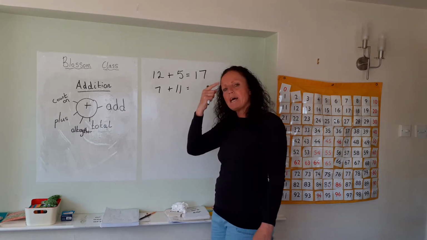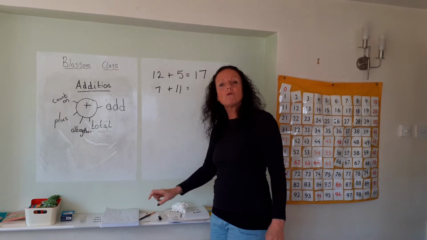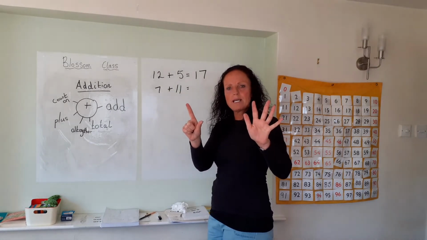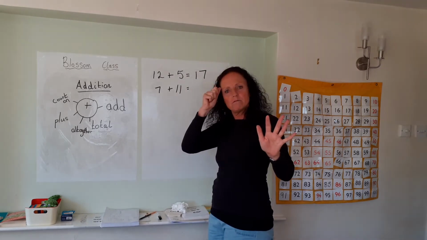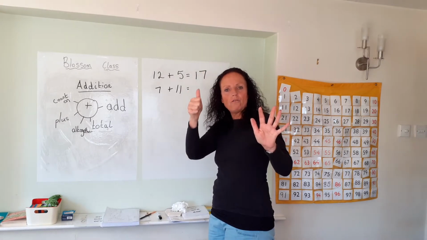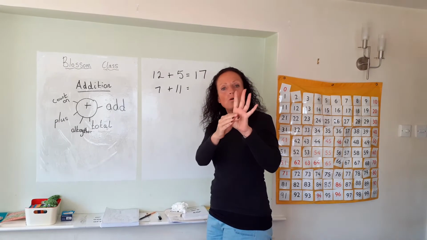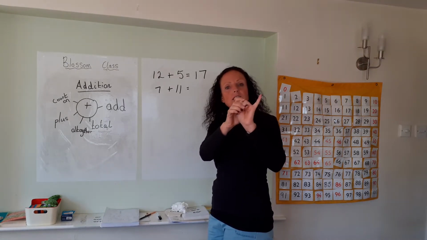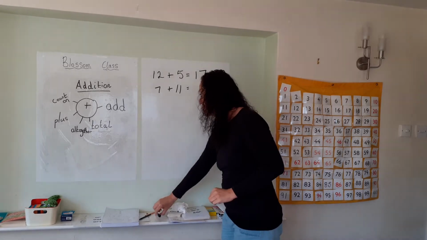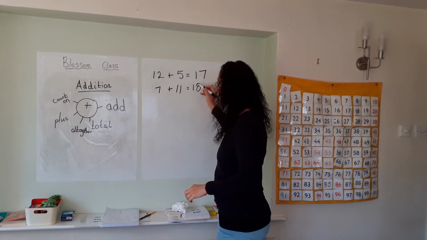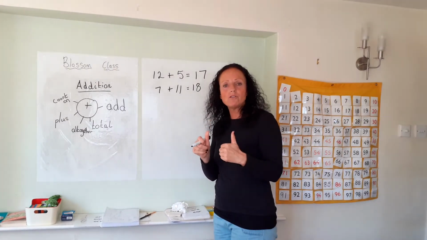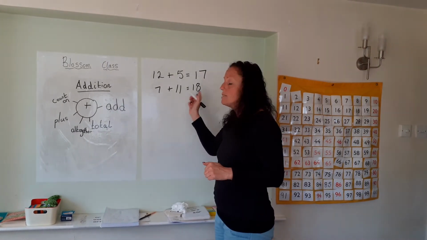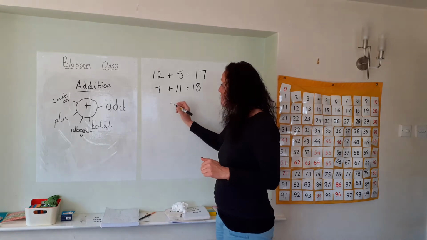So let's put 11 in our head, and we want to have 7 fingers. Don't forget, you must jump straight away to the next number. So 11 in your head, 12, 13, 14, 15, 16, 17, 18. 18, okay, well done.